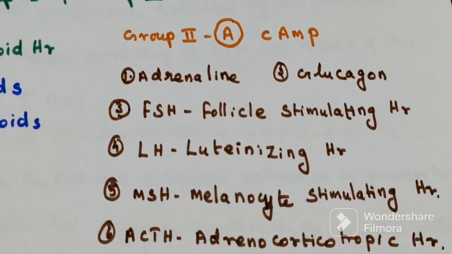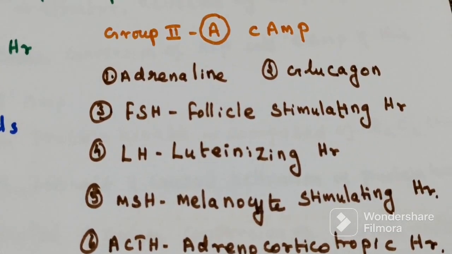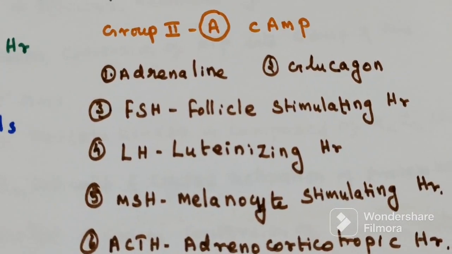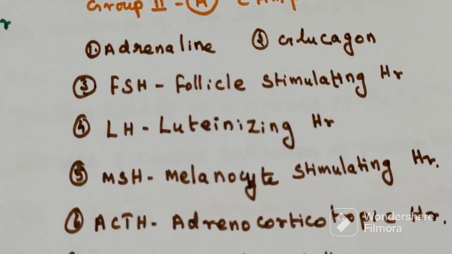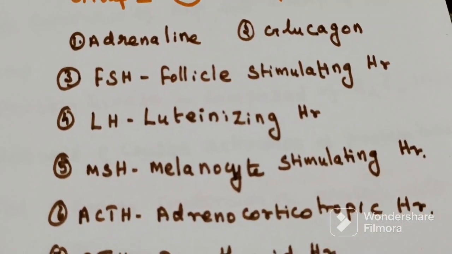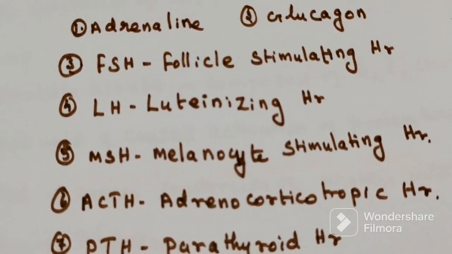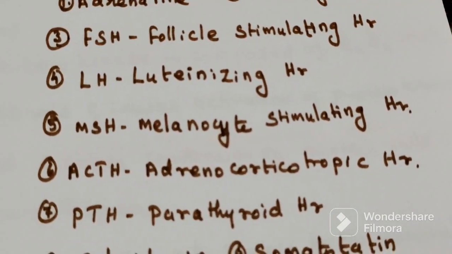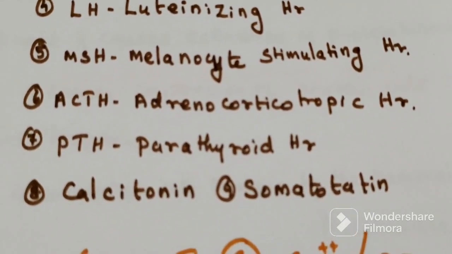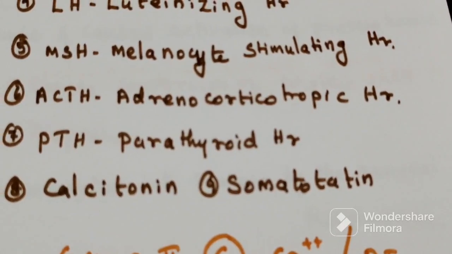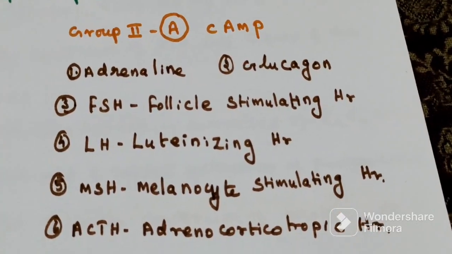Second one is group 2 hormones. Group 2A: the secondary messenger is cyclic adenosine monophosphate. Group 2A includes adrenaline, glucagon, follicle stimulating hormone, luteinizing hormone, melanocyte stimulating hormone, adrenocorticotropic hormone, parathyroid hormone, calcitonin and somatostatin. These are the hormones that come under group 2A.